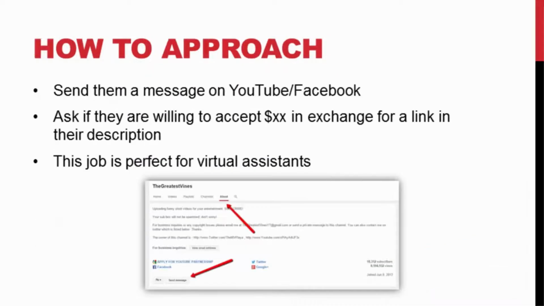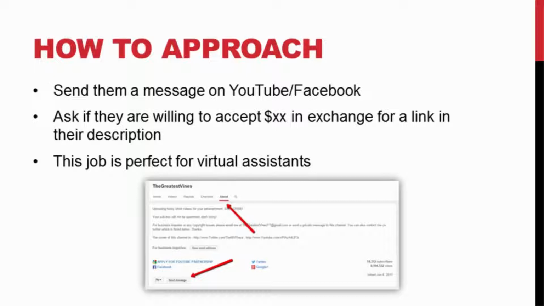And then once we find one of these videos that meet our criteria, we want to reach out to them on YouTube or Facebook. If their real name is on YouTube, maybe we can find them on Facebook. We want to send them a message, and basically you're going to say, hey, I have an awesome website, I have a free course, I have a free report that your audience is going to absolutely love. So how about I give you $10, or I give you $20, or I give you $100, and you put this link in your video description.